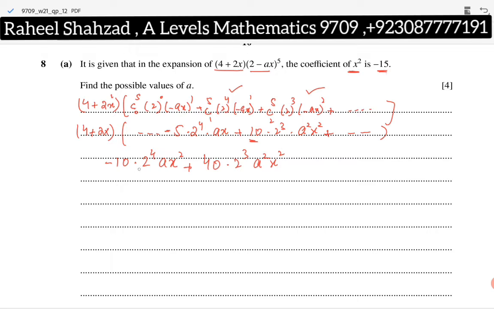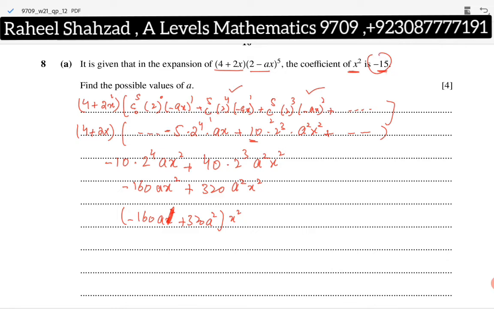So it's going to be 2 to the 4 is 16, minus 160 ax square plus 320 a square x square. And we take x square common, that is equal to minus 160 a plus 320 a square, and it is given that it's minus 15.